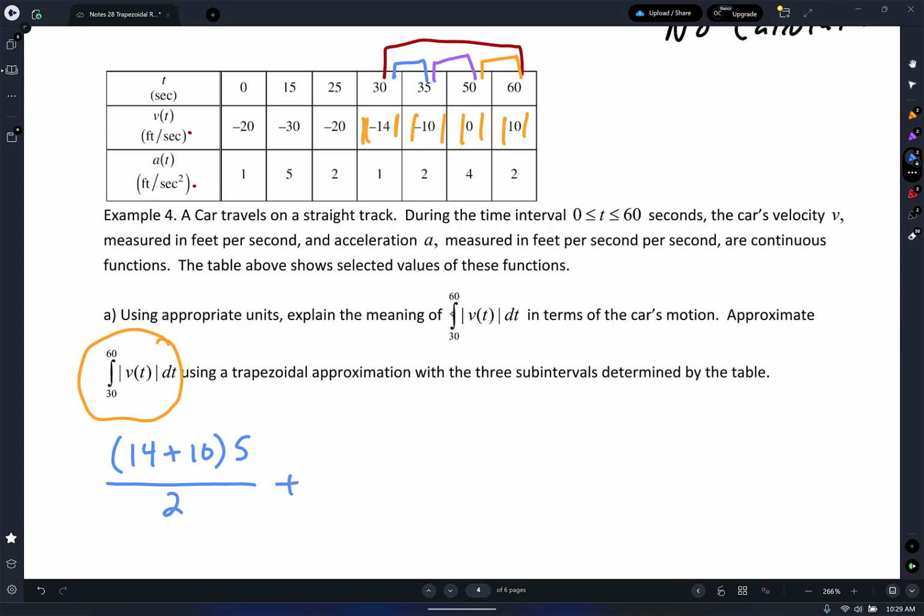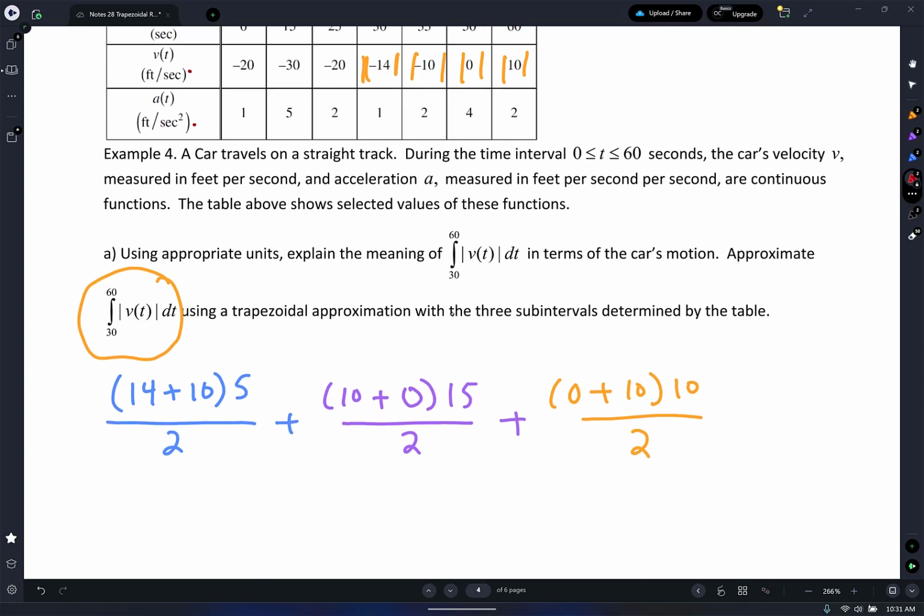Plus, let's do my second trapezoid. I'm gonna go to my purple here. What's my first base of the second trapezoid? 10 plus 0 times 15. Good job. You didn't get tricked. All that divided by 2. Plus, what's that third trapezoid? 0 plus 10 times 10 divided by 2. Okay. Cool? All right. I think we're strong and brave, so let's see if we can do this.